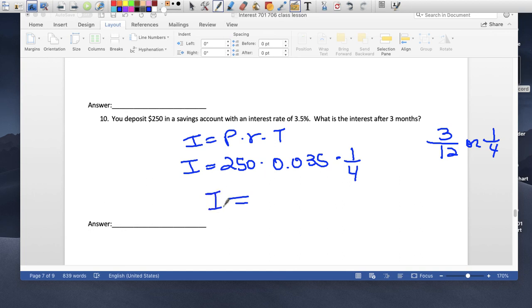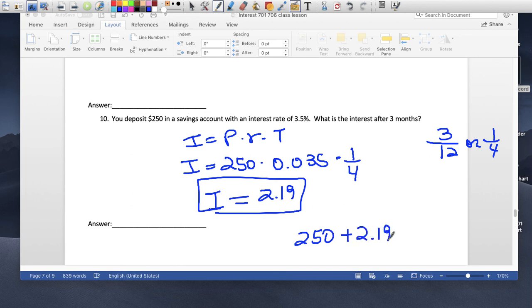It's going to give you not much of an interest, $2.19. So after 3 months only, which is not that much time, the bank would give you, sorry, $2.19 in interest. And if you were to close the account that day, you would take your 250 that you initially put in plus the 2.19 that the bank is giving you for a total of $252.19.